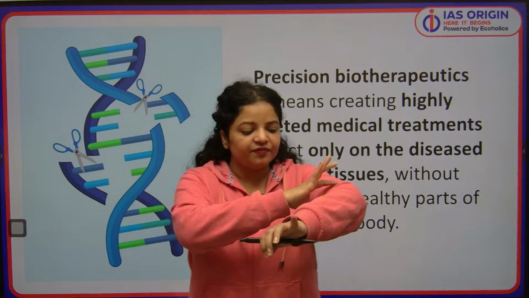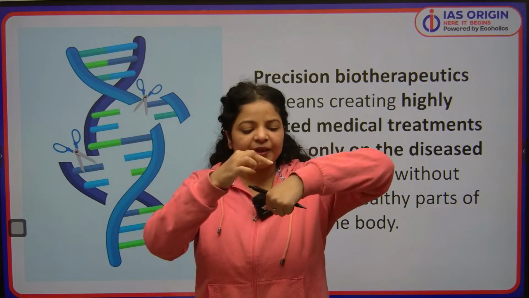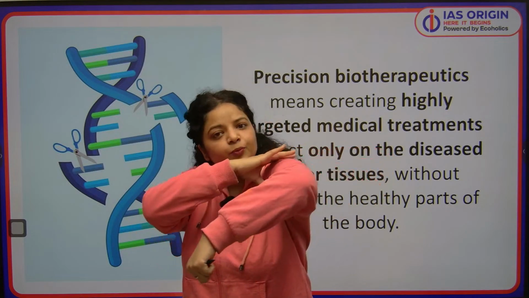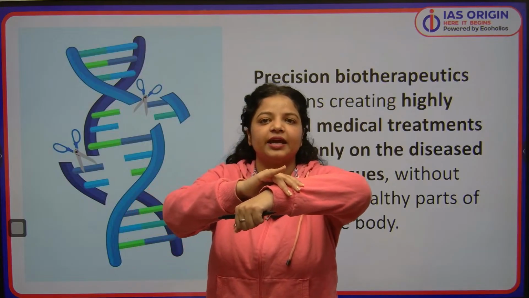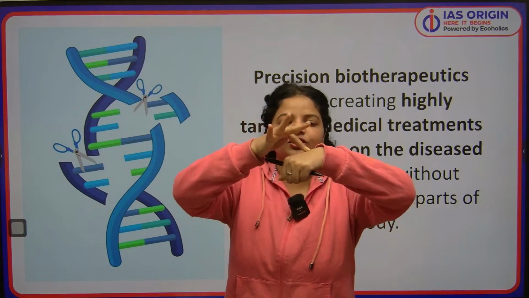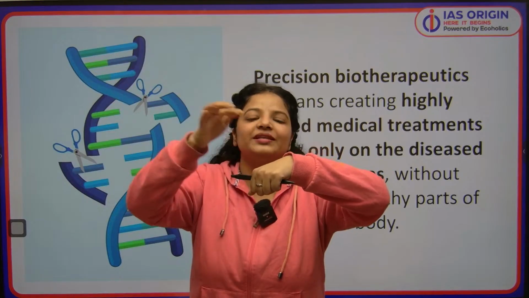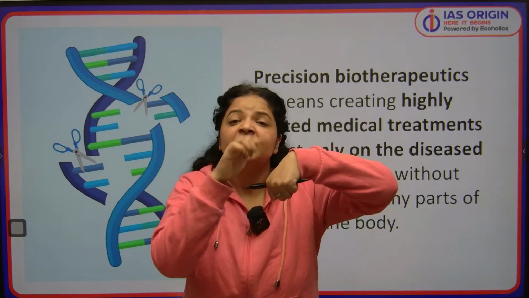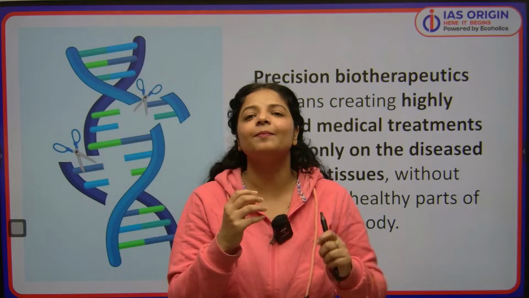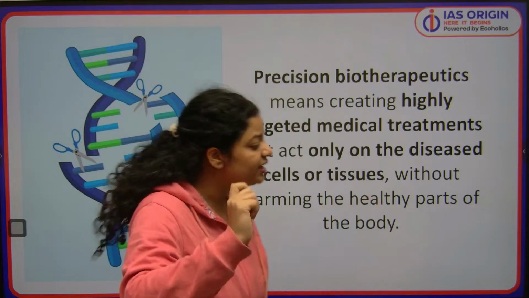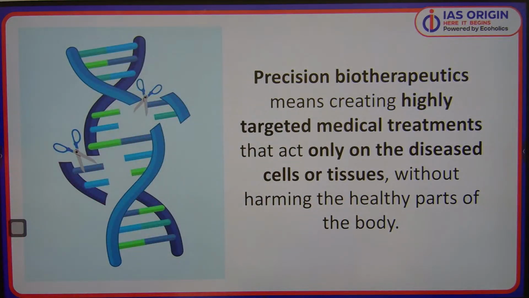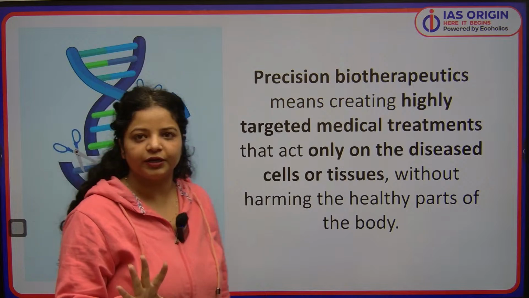That is, if this is my body and I am having pain here, rather than applying medicine on my whole arm, now I have a particular technology because of which I will only treat this one spot. This is what precision biotherapeutics means. So what does that mean? Precision biotherapeutics means creating highly targeted medical treatment that acts only on the disease cell and tissue without harming the healthy parts of the body.